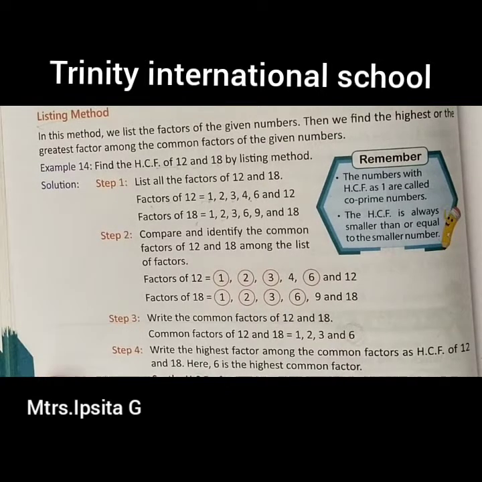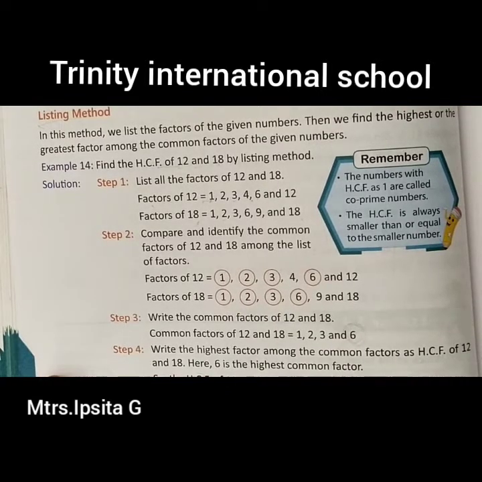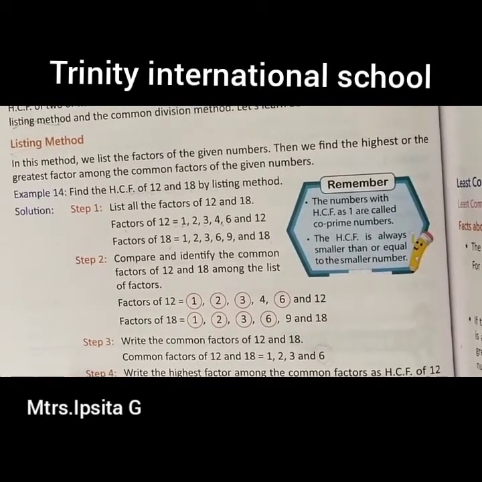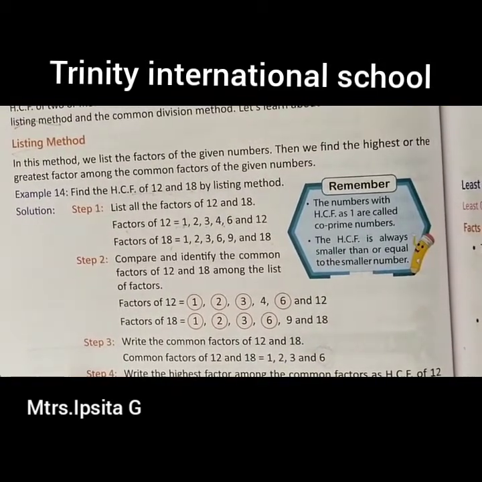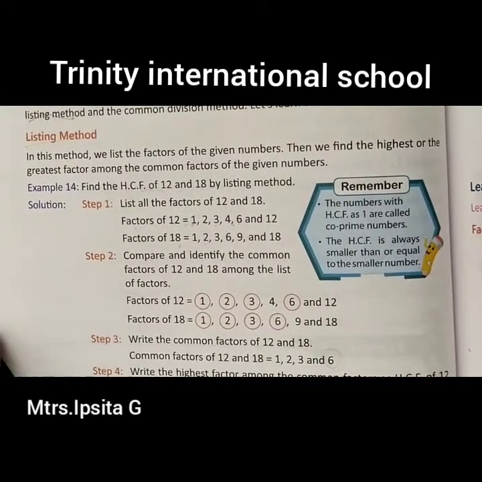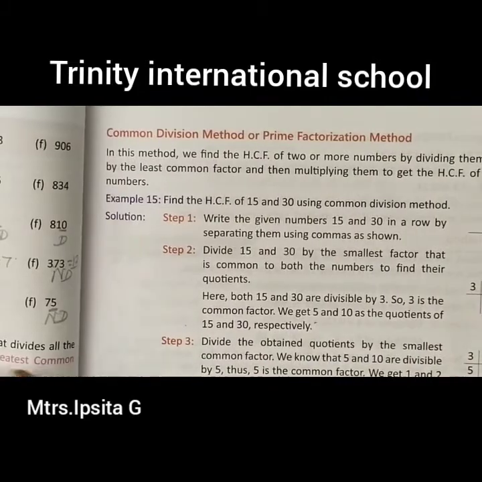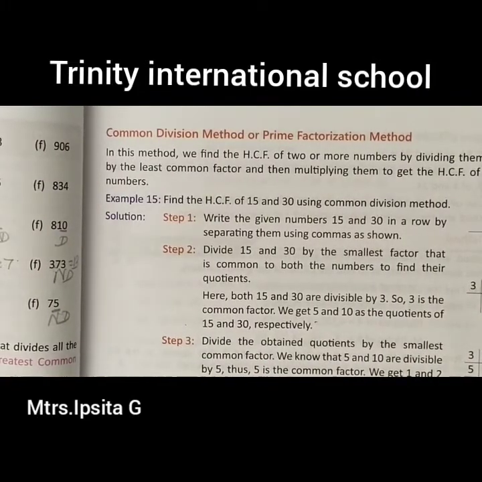फैक्टर्स निकालने के बाद आपको कॉमन फैक्टर्स निकालने हैं, और कॉमन फैक्टर्स में से जो सबसे हाईएस्ट और द ग्रेटेस्ट रहेंगे वो आपका हो जाएगा HCF और GCF. Okay, so this is how you have to find out HCF. So by listing method you have seen how we can find out HCF.